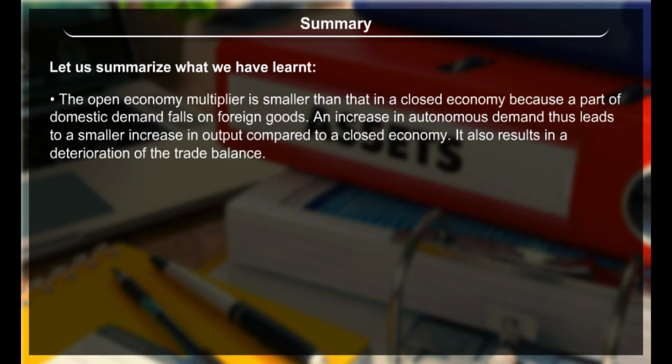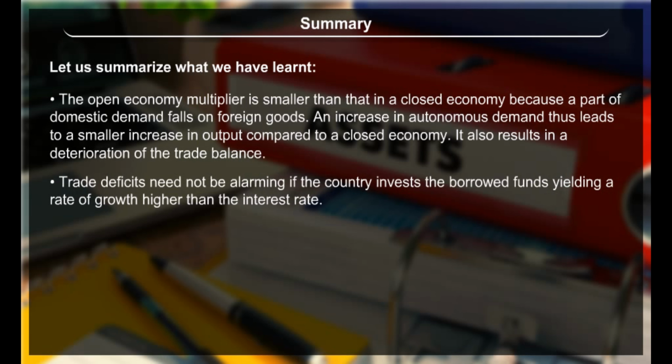The open economy multiplier is smaller than that in a closed economy because a part of domestic demand falls on foreign goods. An increase in autonomous demand thus leads to a smaller increase in output compared to a closed economy. It also results in a deterioration of the trade balance. Trade deficits need not be alarming if the country invests the borrowed funds at a rate of growth higher than the interest rate.